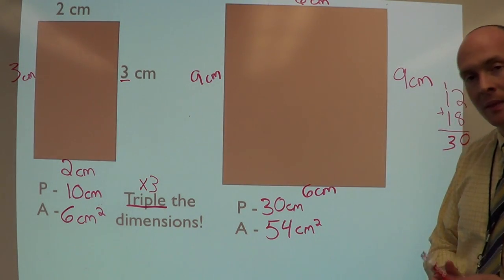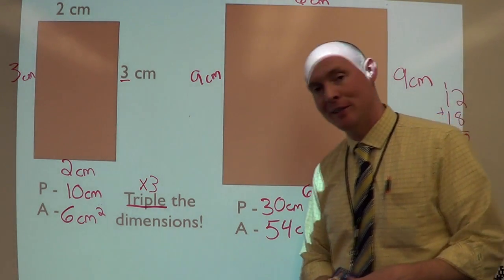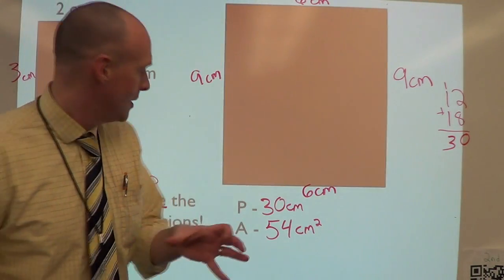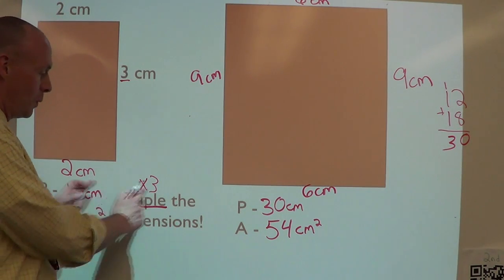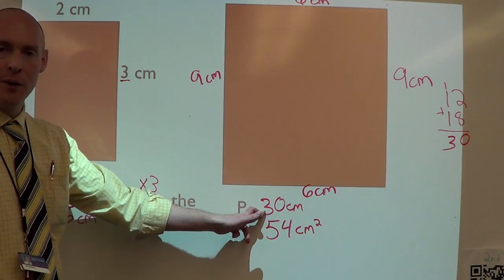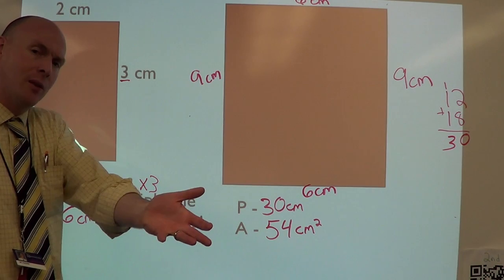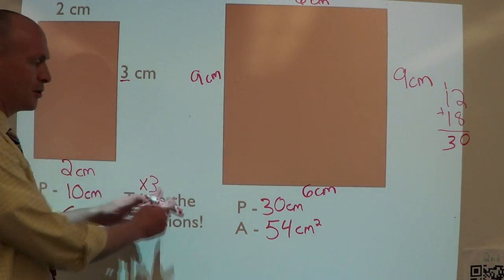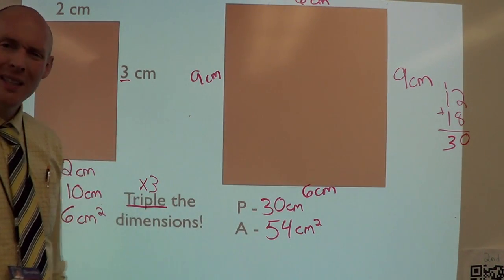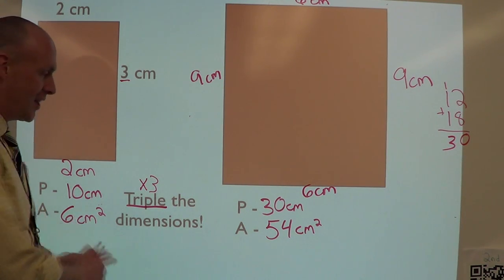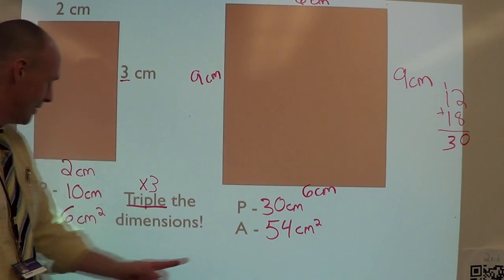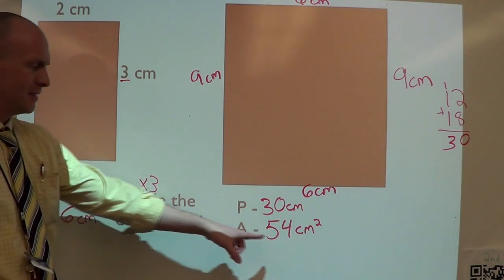Interesting. I bet some of you right now, you mathematicians, are thinking, wow, the perimeter went from 10, and when we tripled it, it ended up at 30. Pretty self-explanatory, right? 10 times 3 is 30. But what about the area? Area started at 6, and then it jumped all the way to 54? 6 times 3? That doesn't work.